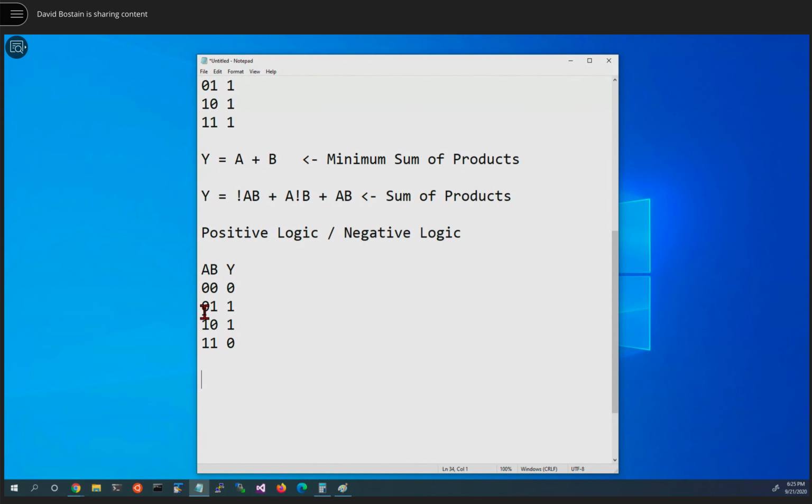Now, all of the lines that end in 1 have a name. They're called fundamental products. They're sometimes also called min-terms. So expect both of those names to be talked about. It's either a fundamental product or a min-term. By fundamental, we mean that it's required in the sum of products equation.